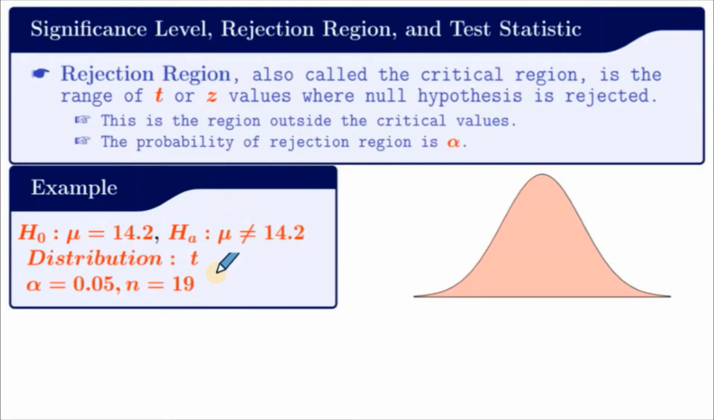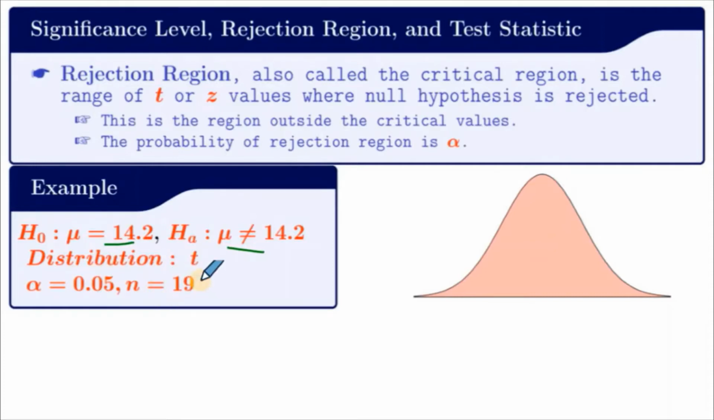Now let's look at this example. Here we have null and alternate hypothesis given like this. Note that this is a two-tailed hypothesis since we have a not equal to sign in the alternate hypothesis. It also says we are using t-distribution with significance level alpha of 0.05 and sample size of 19.